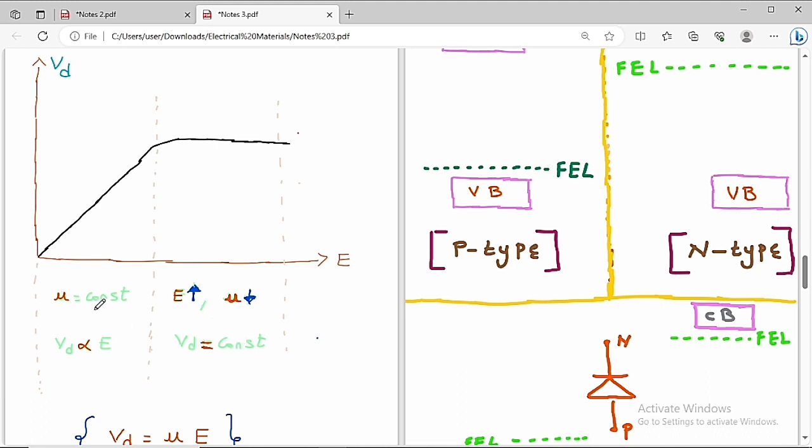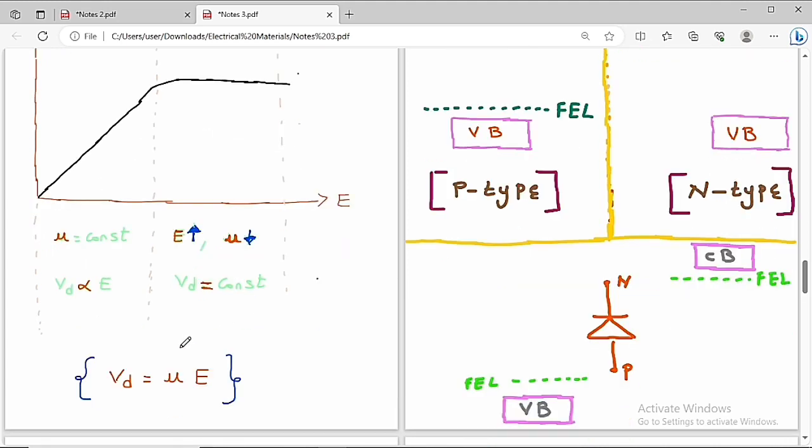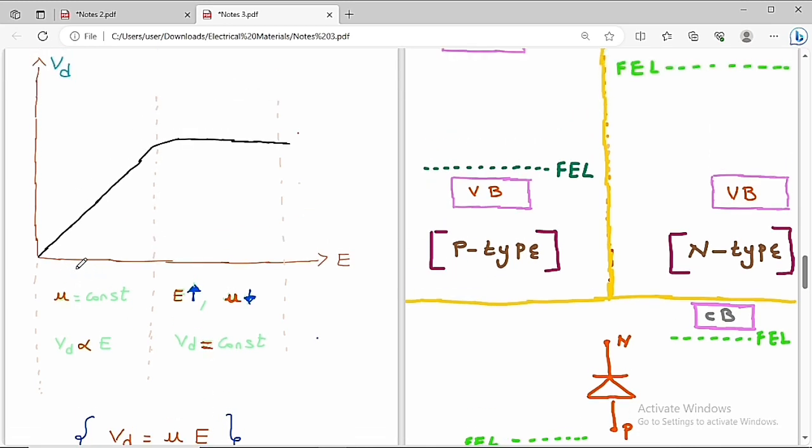Whereas in this case, we can say that mu is constant, so because of this, Vd is directly proportional to E. Here mu is decreasing, so because of that, Vd is constant. So therefore, you can say clearly, Vd is equal to mu into E, where Vd is the drift velocity, mu is the mobility, and E is the electric field. For a certain value of electric field, as E increases, Vd also increases. But after that, even though you try to increase the value of electric field, the drift velocity is almost constant because of the saturation. Or you can say this becomes saturated.